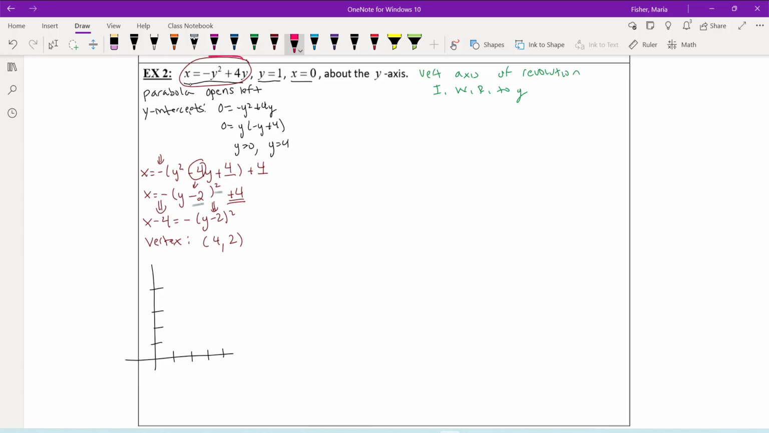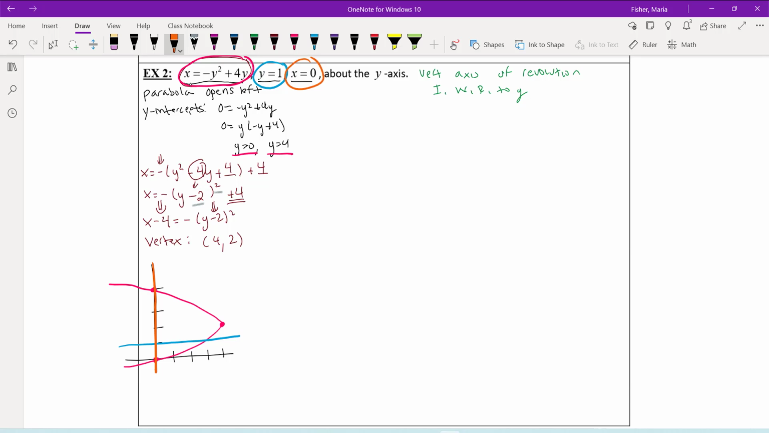Let's start by graphing this parabola. Again, its vertex is (4, 2). It crosses the y-axis at 0 and 4, and I know it opens left, so it looks like this. Then I'm going to draw y equals 1. Well, y equals 1 is just this horizontal line. And then I'm going to draw x equals 0. Well, x equals 0 is just this vertical line.